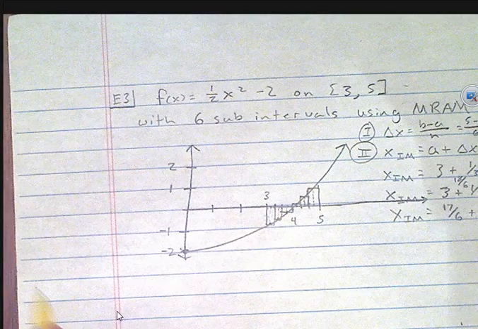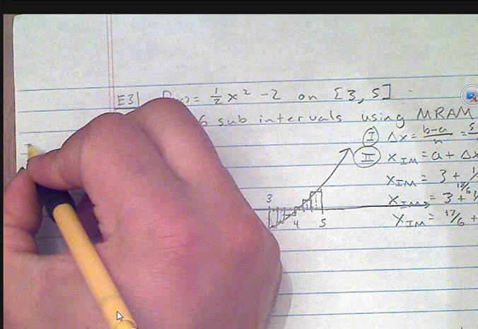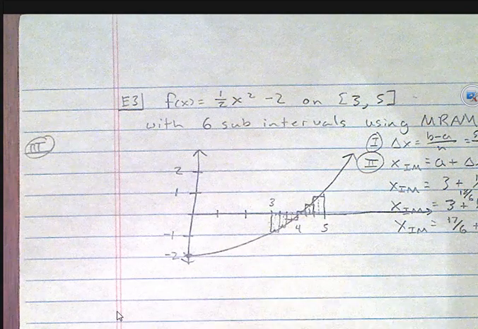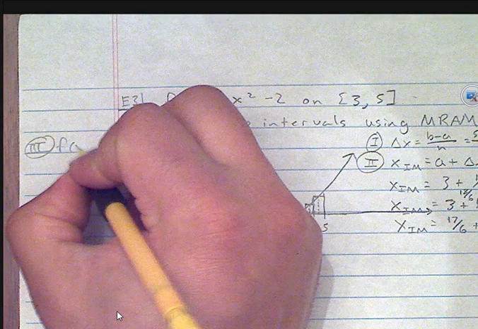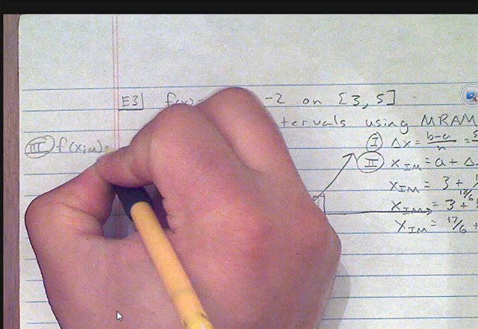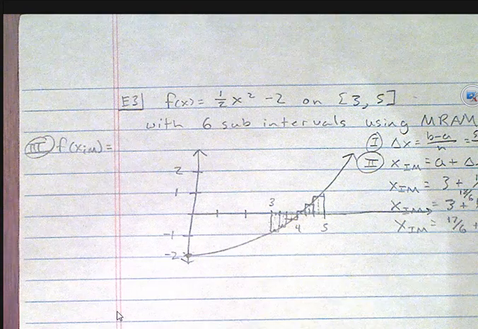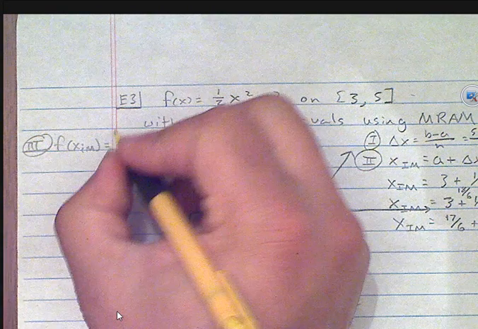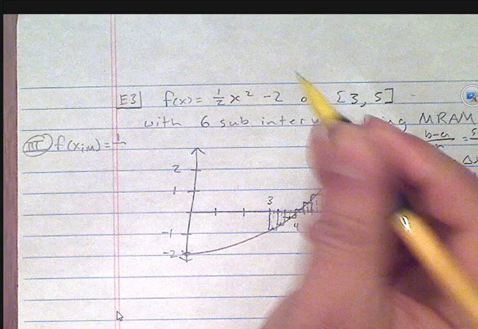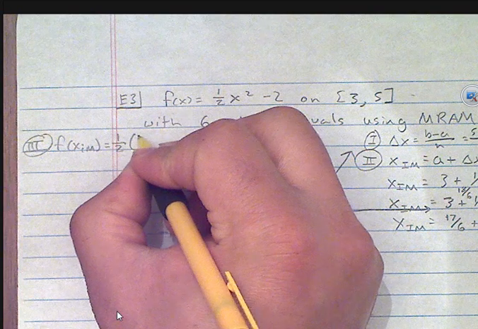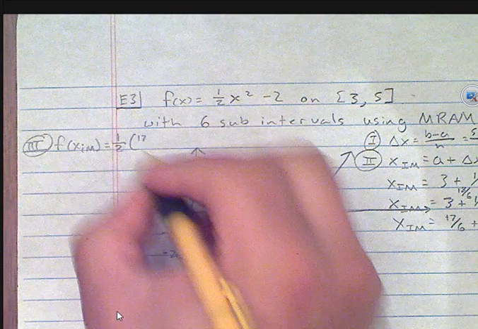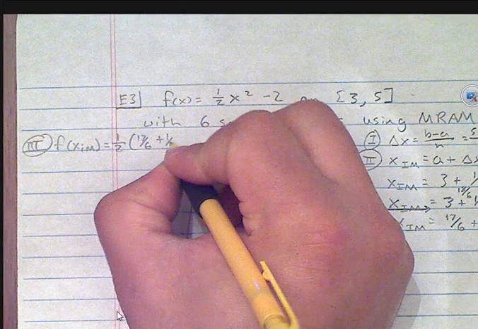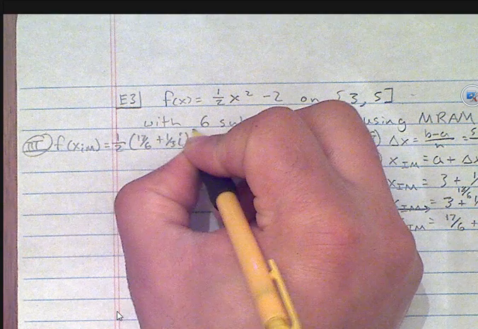We're going to need some room. Alright, step 3. Alright, f of x of i m. Alright, so we know f of x is 1/2 x squared minus 2, so now we have 1/2 (17 over 6 plus 1/3 i) squared minus 2.